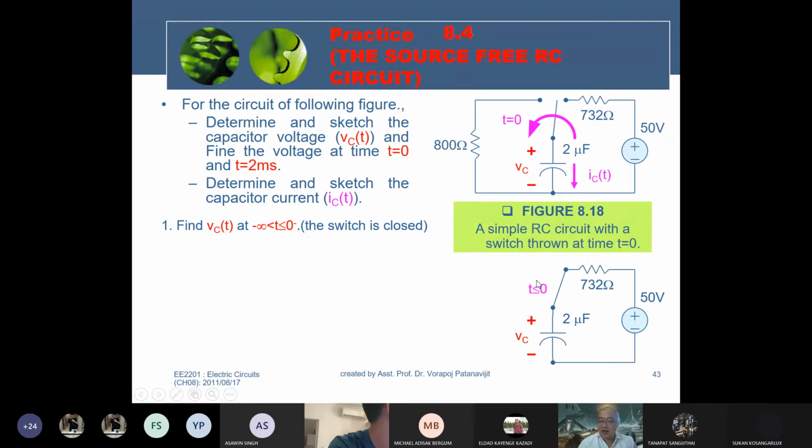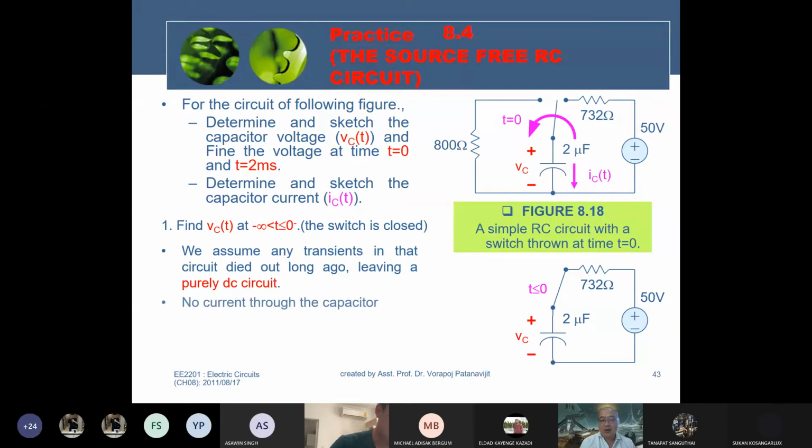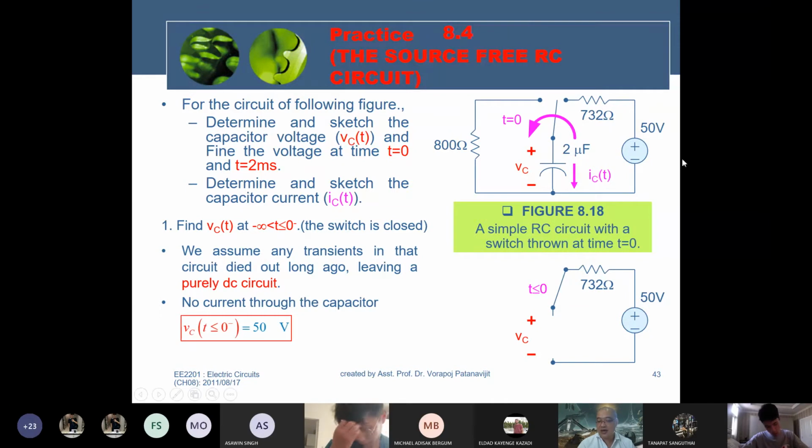If the switch has been placed in this position for a long time, it means the capacitor has received energy until it is fully charged. If it is fully charged, it performs like an open circuit. We assume any transient in that circuit died out long ago, leaving a pure DC circuit. No current flows through the capacitor because it performs like an open circuit. Therefore, VC will be exactly equal to this voltage source, VC equal to 50 volts. We will use VC as the initial condition.